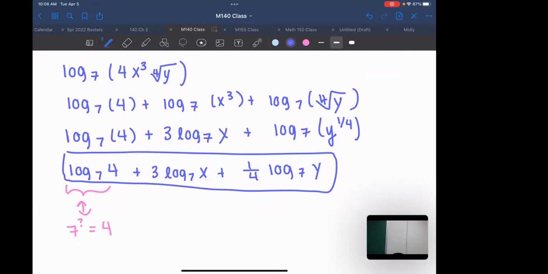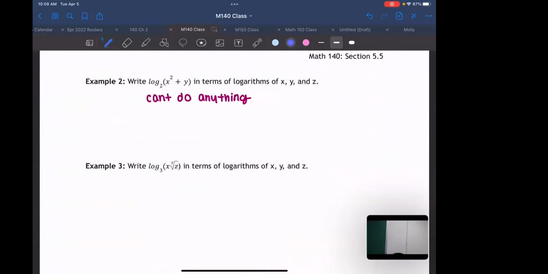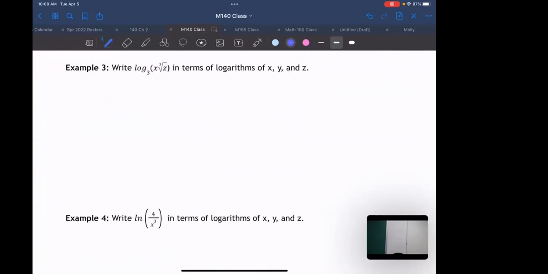All right. So we did an example last class where we couldn't do anything, right? So it is very important to think about what we can do and what we can't do. If we have addition on the inside of the logarithm, we can't really do anything to simplify. Am I going to trip you up on a quiz or test? Probably not, but just a little example of something we can't do anything with. Okay. So examples 3 and 4, I think you guys have the skills to do.